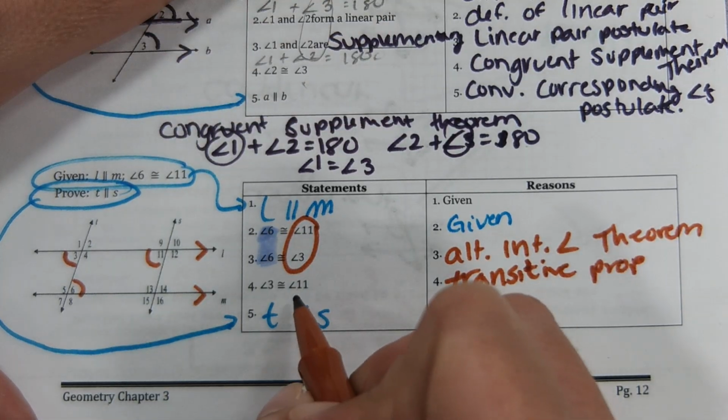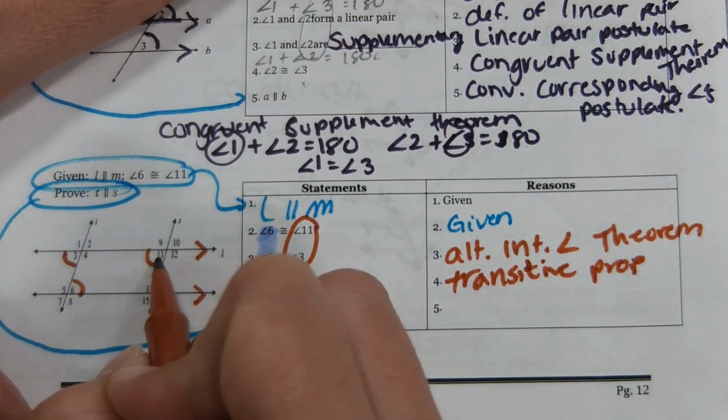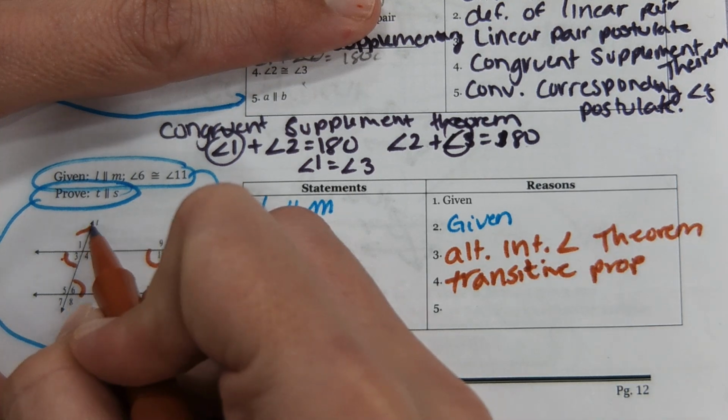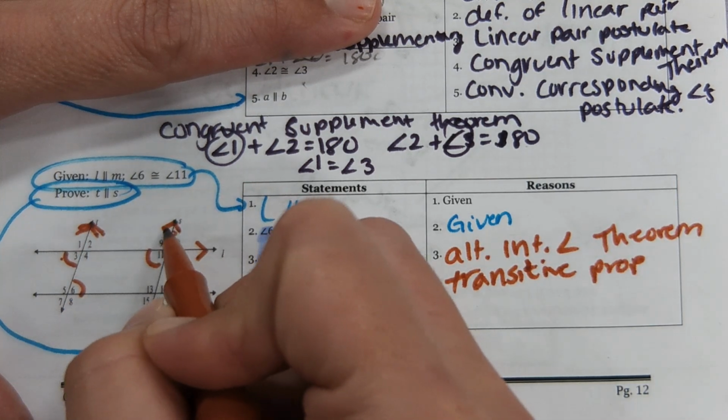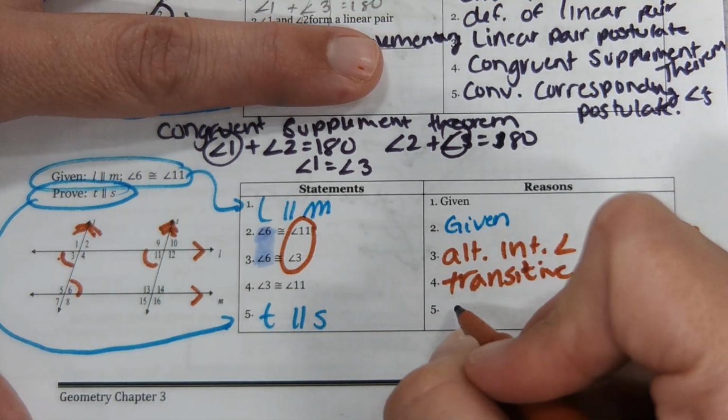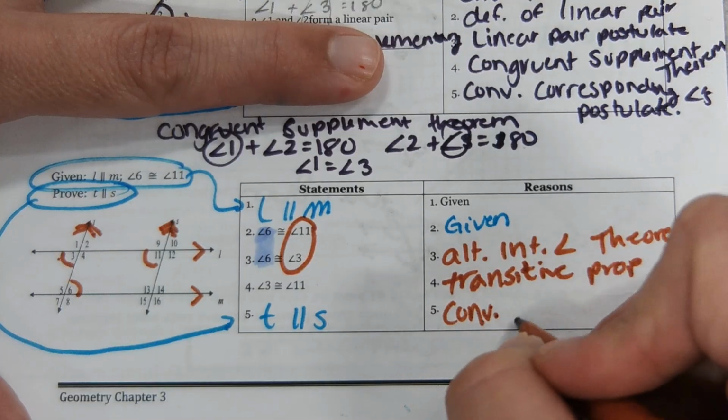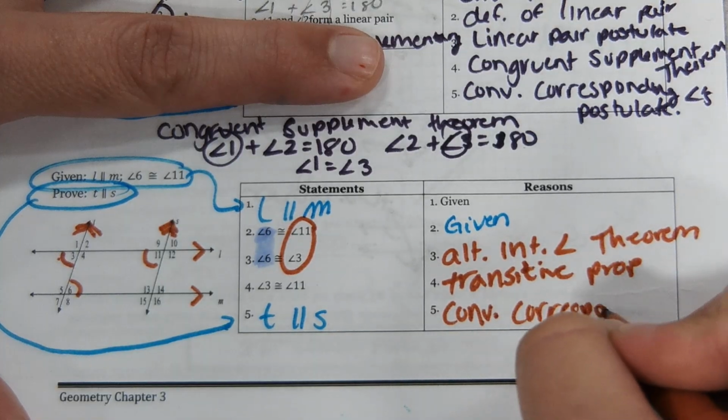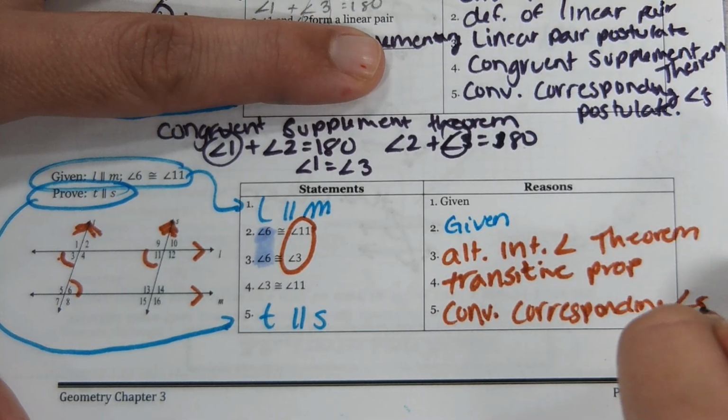And then from there, if 3 and 11 are congruent, those would be corresponding angles, which would make T parallel to S. So that would be converse of corresponding angles theorem.